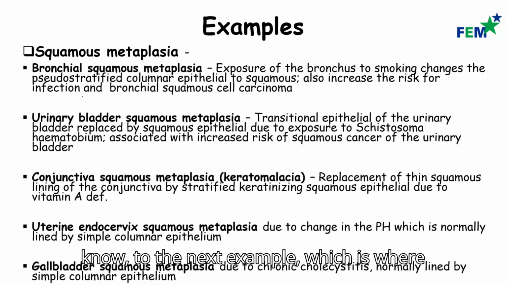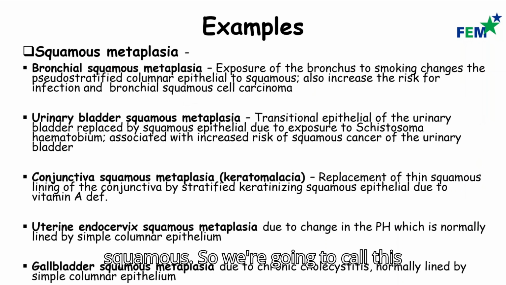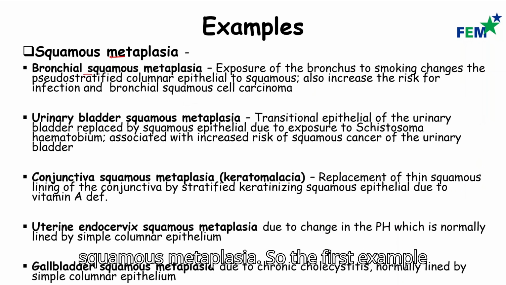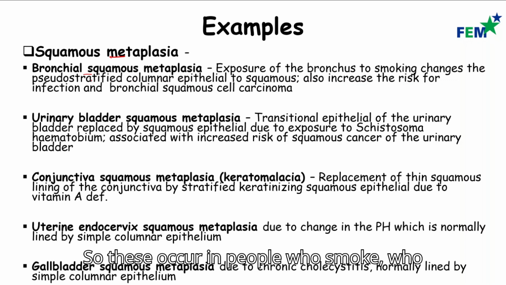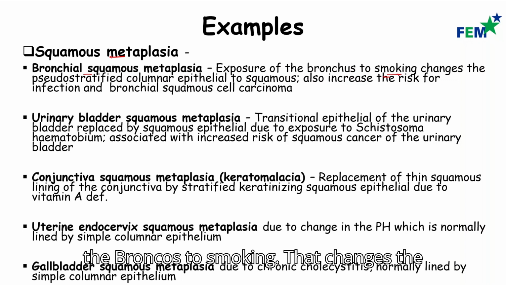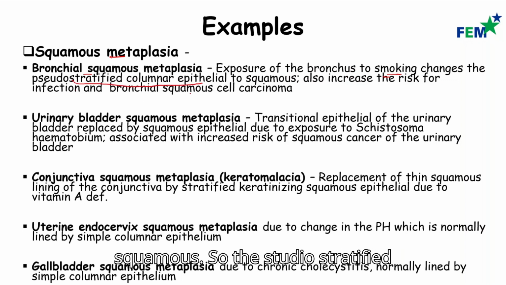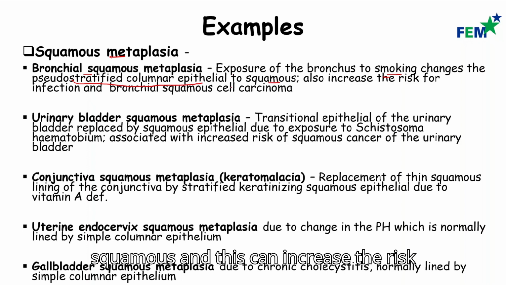Moving on to the next example, which is where we change from one epithelia to squamous. So we're going to call this squamous metaplasia. The first example there is bronchial squamous metaplasia. This occurs in people who smoke. So exposure of the bronchus to smoking changes the pseudostratified columnar epithelia to squamous.